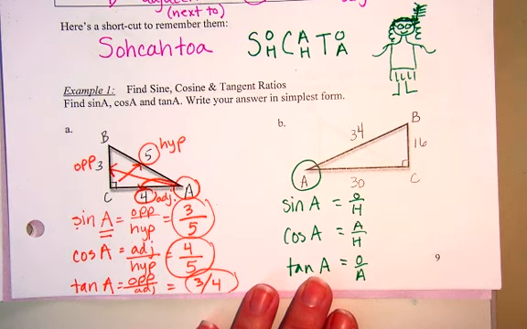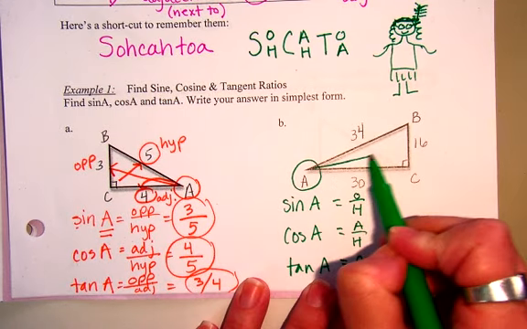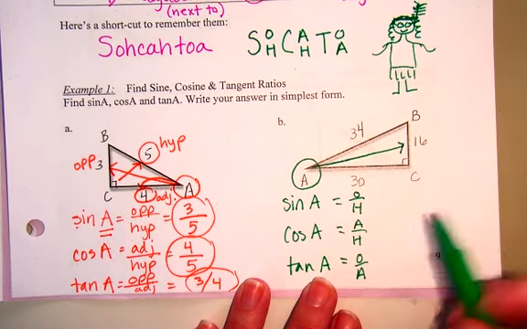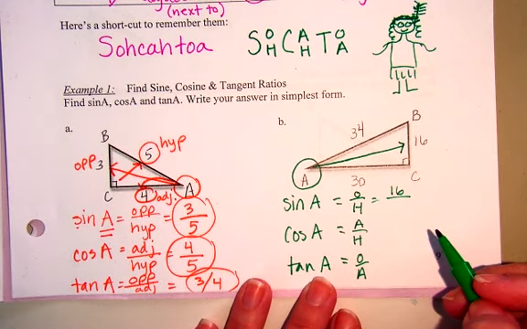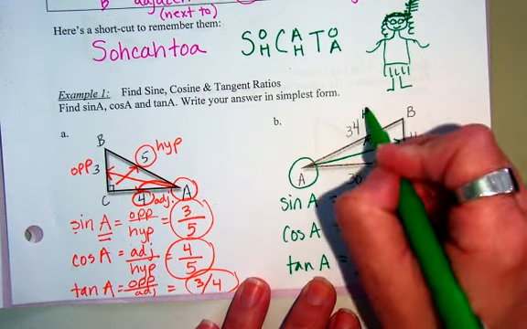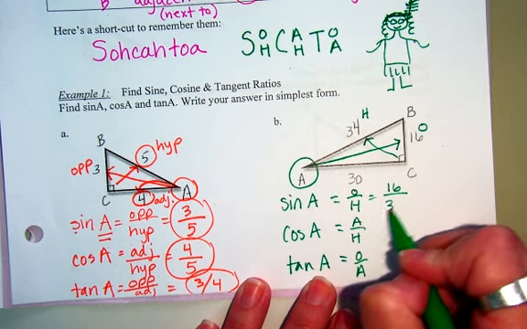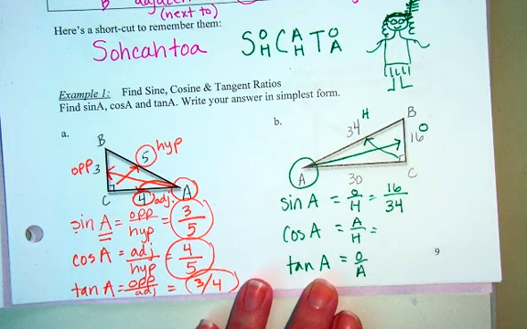Which side is opposite from A? If I go straight across. Give me a number. 16, perfect. So it would be 16. And which one's my hypotenuse? 34, perfect. So this is my hypotenuse, my opposite, and we're good.